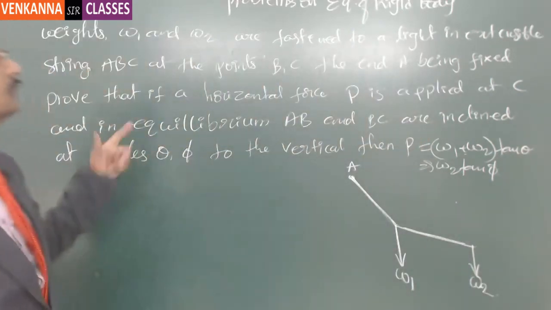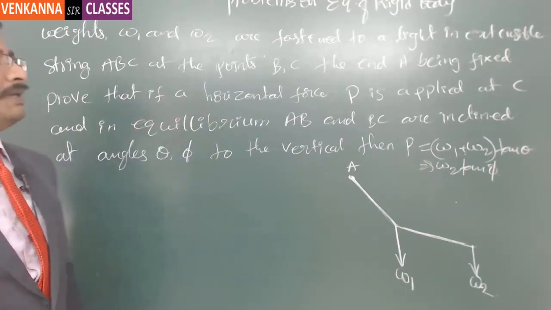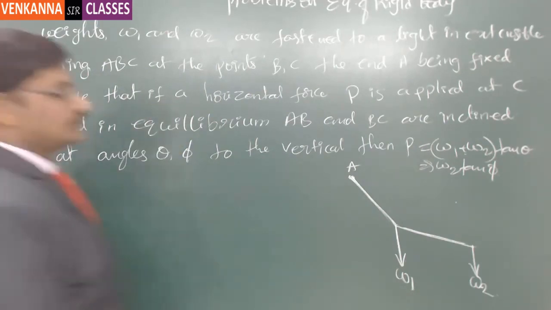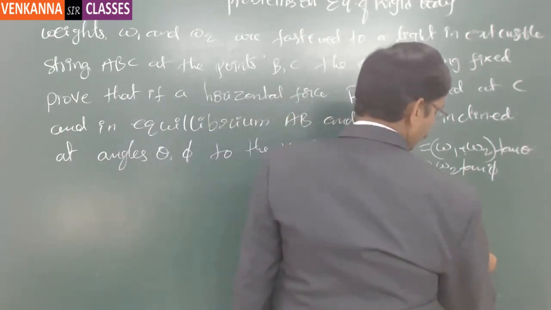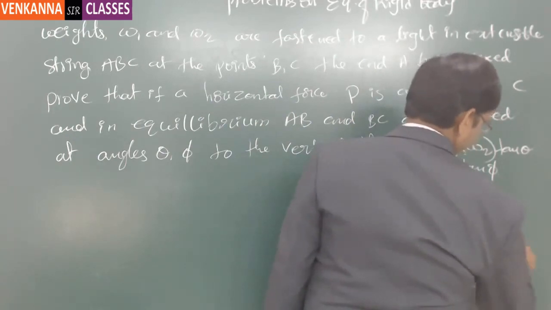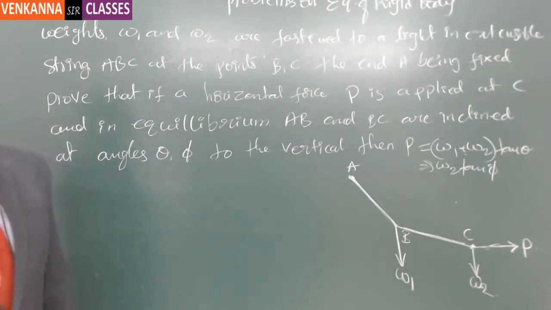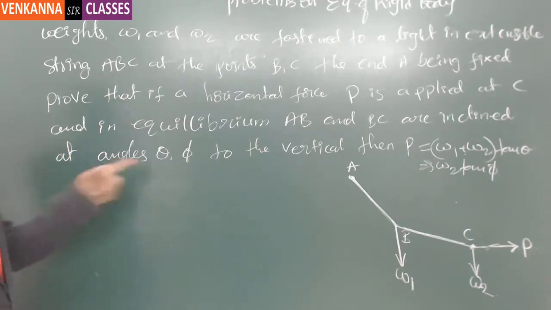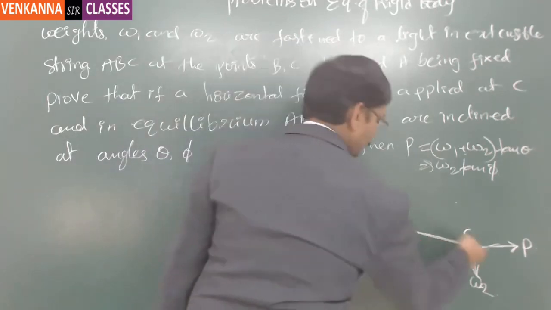Now see this, the end A being fixed. Prove that if a horizontal force P is applied at C, so this is point B and this is point C. At this particular point there is a horizontal force like this. This force is P. So this is the diagram. So P is applied at C, and in equilibrium condition, AB and BC are inclined at angles theta, phi. So this is AB and this is BC.